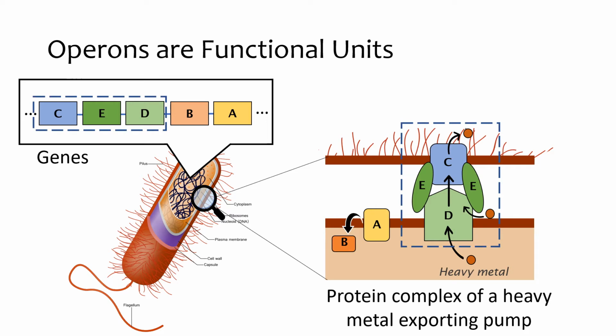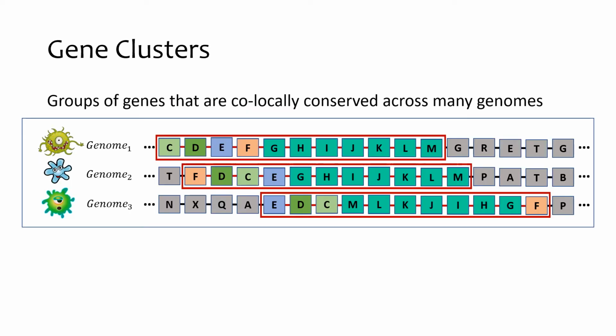One operon encodes proteins of a pump that exports toxic heavy metals out of the bacterial cell. The other operon encodes a pair of proteins that regulate the transcription of the genes of the pump. A group of genes that are located close to each other in multiple genomes is called a gene cluster. A gene cluster is more general than an operon. It can represent an operon, but also a suboperon, multiple operons, or in general, a group of genes that are conserved together. Here, you can see a gene cluster of a known operon that appears in several bacterial genomes.